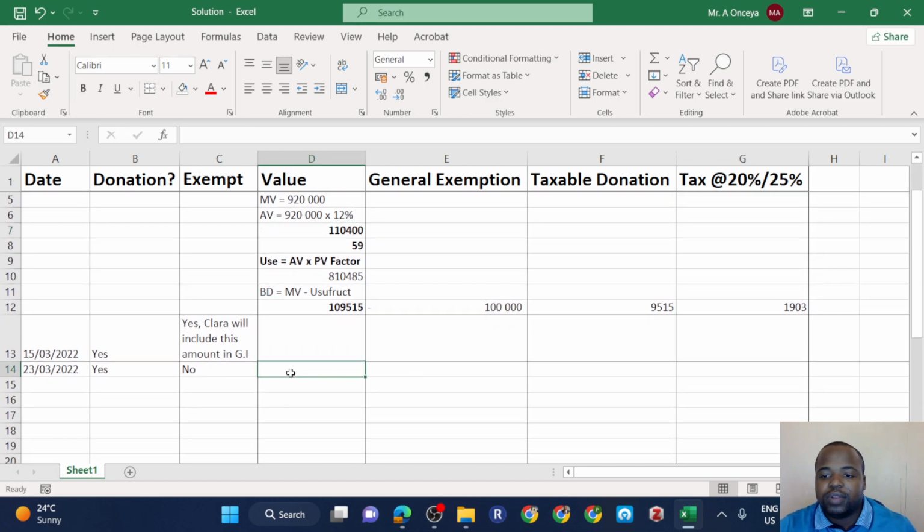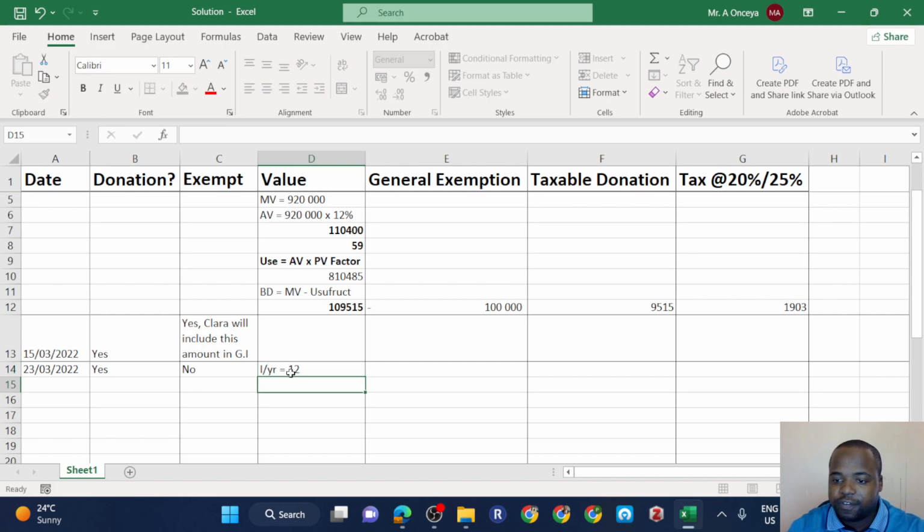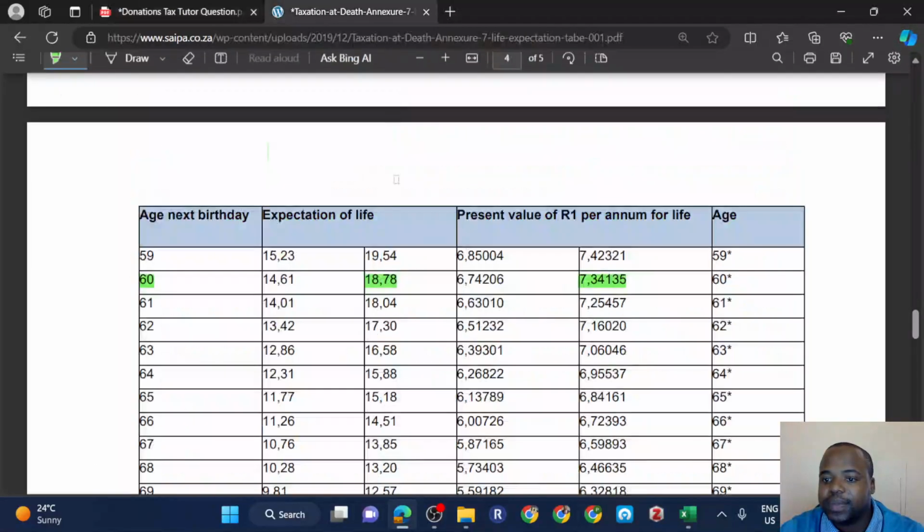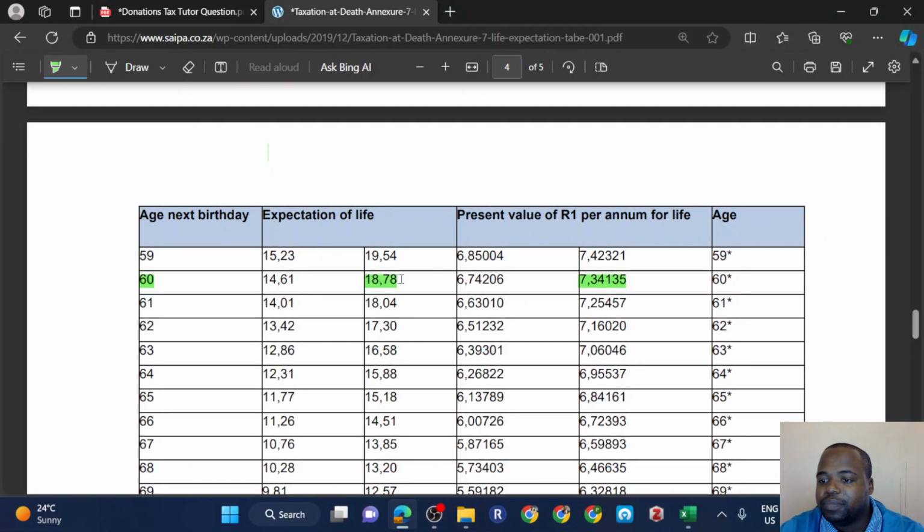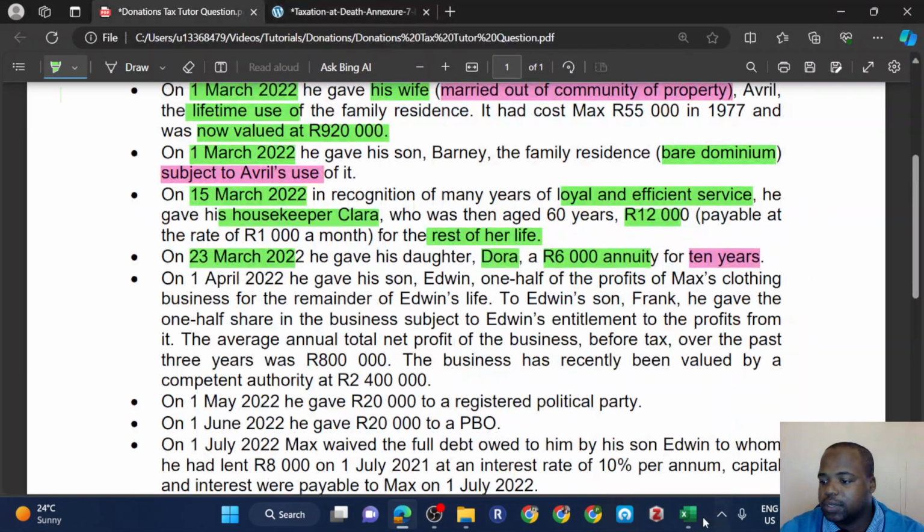So in terms of a calculation, you can say I per year is equal to 12, which is 12%. N is equal to, for the previous one, 18.78, because we said Clara is expected to live for 18.78 years more. And then where am I writing now?